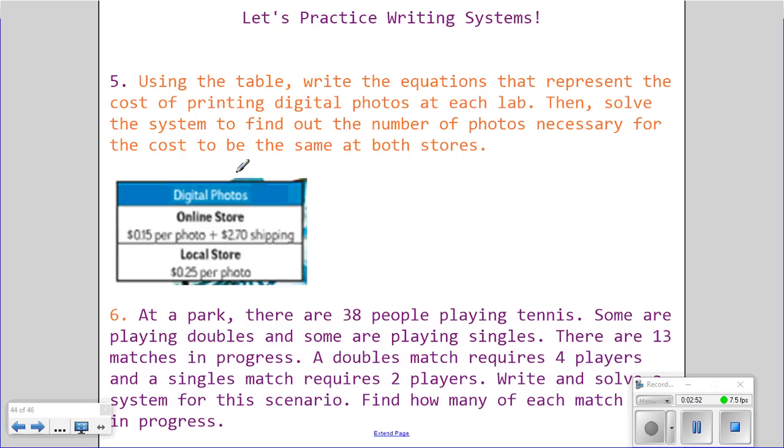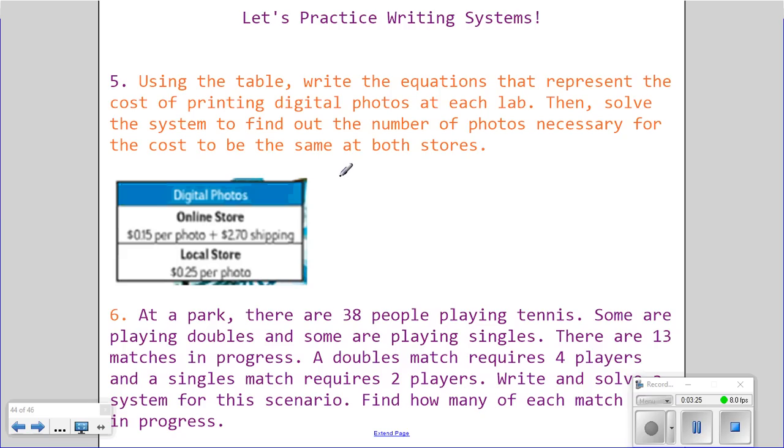Now we're going to write a system and solve systems. Using the table, write the equations that represent the cost of printing digital photos at each lab. Then solve the system to find out the number of photos necessary for the cost to be the same at both stores. So it says on the online store, it costs 15 cents per photo plus $2.70 for shipping. At the local store, it's 25 cents per photo.